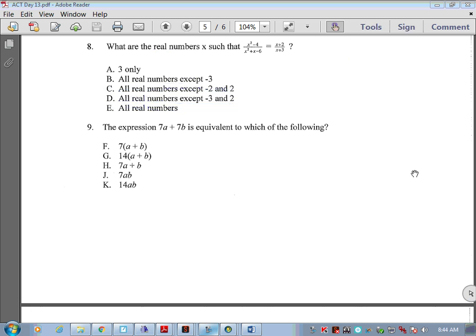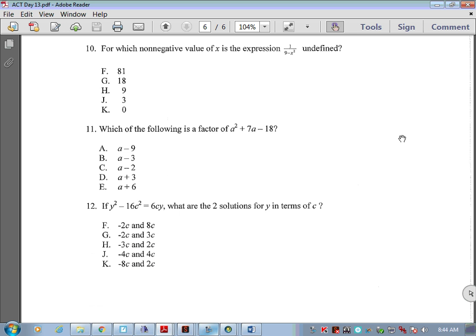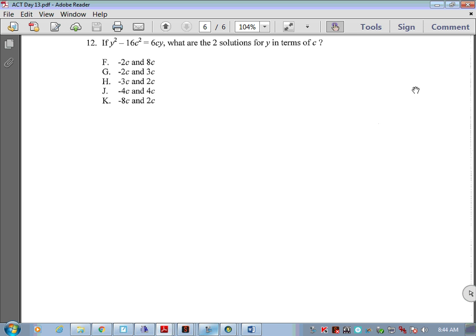All right. 9. I think this is our last page. 10, 11, or 12. Okay, 12. If y squared minus 16c squared equals 6cy, what are the two solutions for y in terms of c?